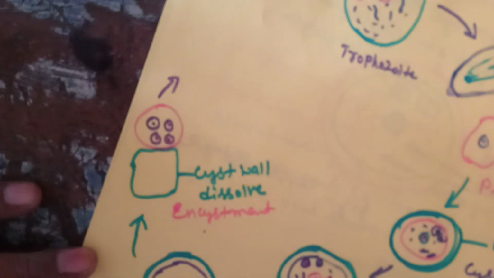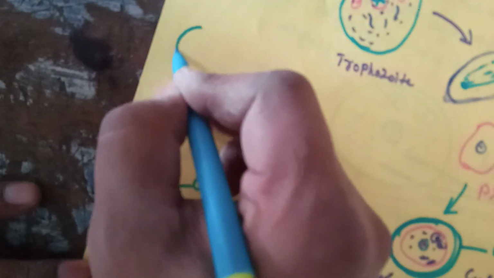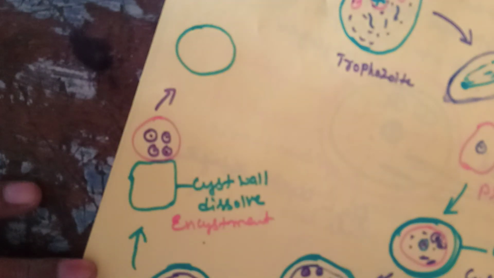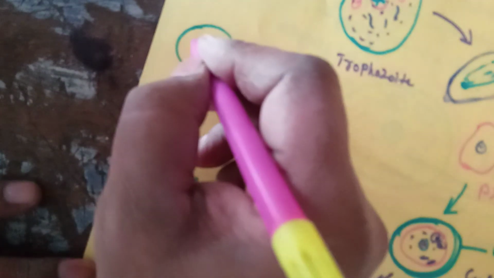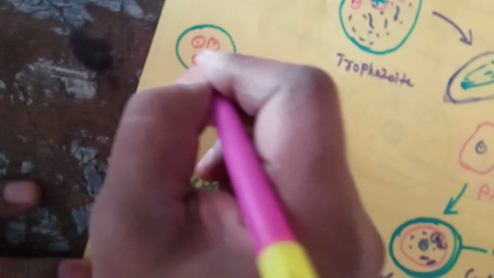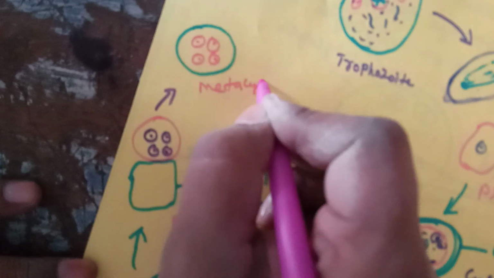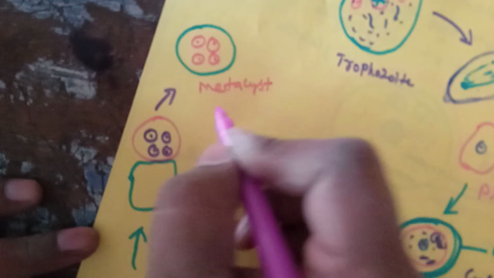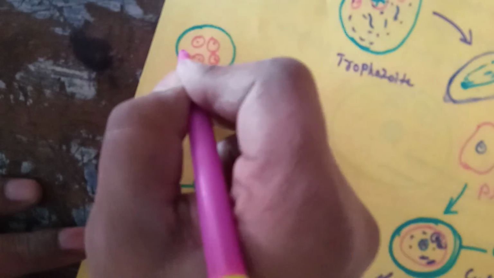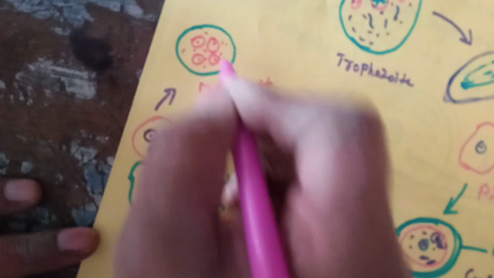The four-nucleus Entamoeba comes outside. This is called the metacystic form. This metacystic form now can divide.